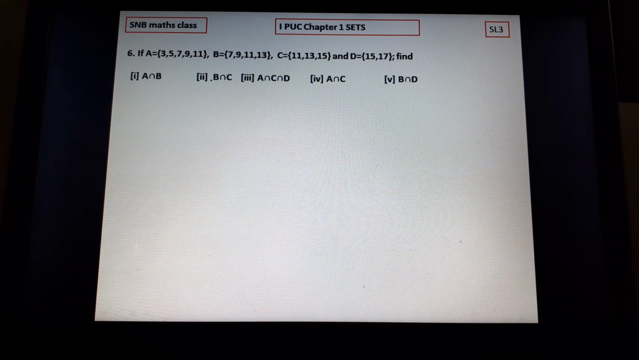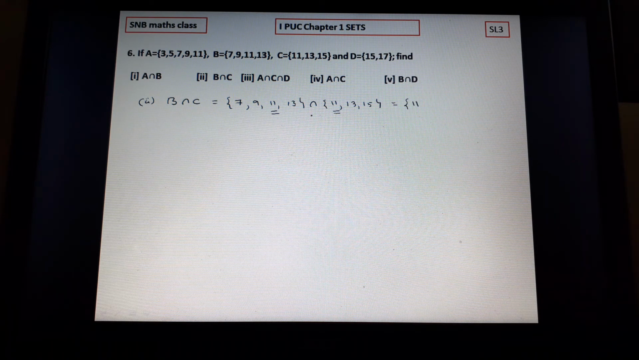Let us take, for example, B intersection C. Second question we will do. B intersection C. As I told you, first you have to write what B is: 7, then 9, then 11 and 13. Then intersection. So it is C: 11, then 13, then 15. So now you have to check. 7 is not there, I can't write. 9 is not there, I can't write. 11 is here, 11 is here, therefore I have to write 11. Then 13 is here, 13 is here, I have to write 13.